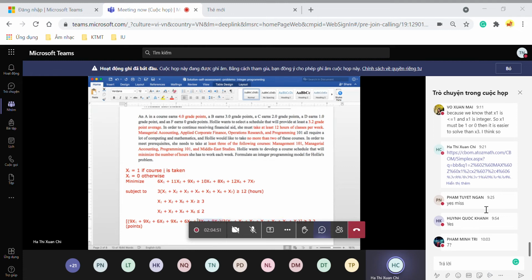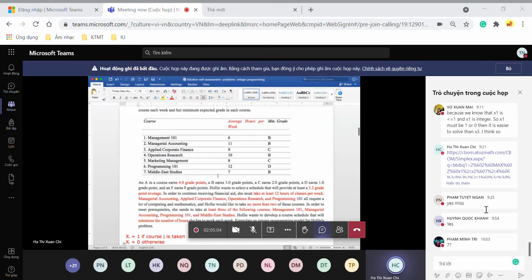So what is the first part here? x1 CS, that is the minimum, it must be B. So the minimum score is B. B represents 3, right?